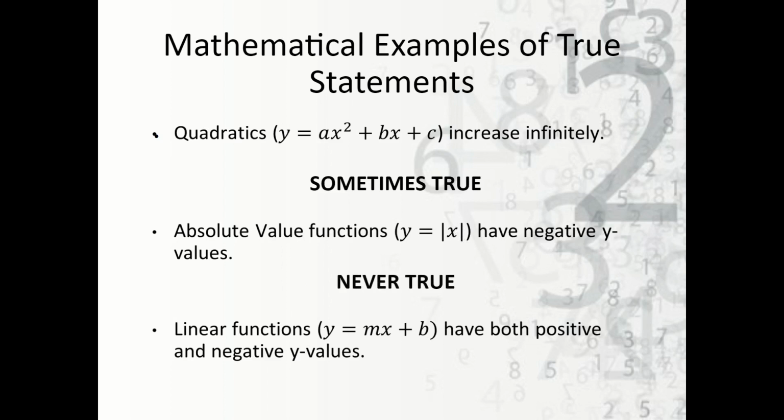And the last one says linear functions have both positive and negative y values. Well, as long as it forms a straight line, it will always be true. It will always go below the y-axis and above the y-axis, no matter which direction it's going. So this one is always true.